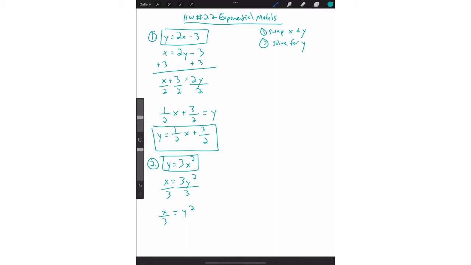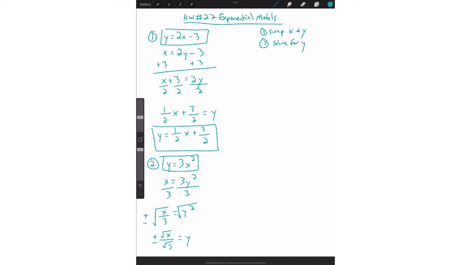Now, check this out. If I find the square root of y squared, that means I also have to find the square root of this side over here. It's going to be plus or minus, because remember, with the square root we can find the negative version or the positive version. So just stay with me here. So that's going to give me plus or minus the square root of x over the square root of 3 is equal to y.